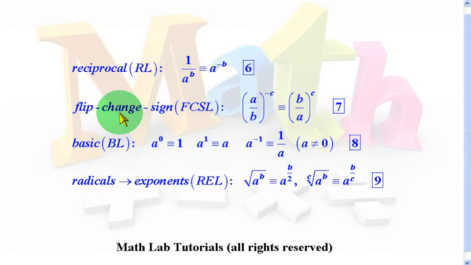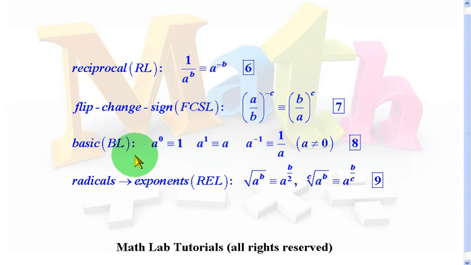Let's look at the flip chain sign law. Flip chain sign law. I call it FCSL. It says that if you have a fraction a over b all to the power negative c, the negative sign says flip me, so you flip the fraction and you change the sign. So again, a over b all to the power c, you flip the fraction, change the sign.